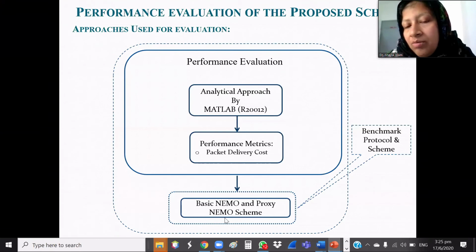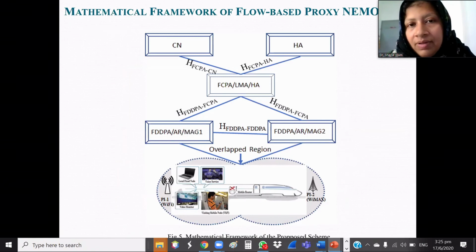And this is the diagram for the mathematical analysis. For the scenario, if we think about a real-time scenario, we can see it from this environment. And these are all the paths and hop distances we can see. This is the overlapping region, and for each path, how many hops we need to use. We also use some parameters here from these papers that are already cited.